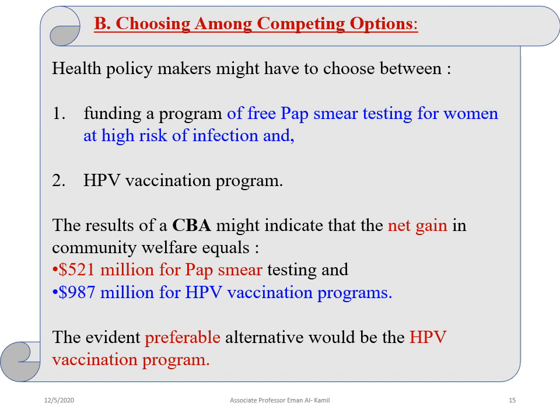The second program is the vaccination, the human papilloma vaccine program. So in this case we have two programs or two options. Which one are we going to choose? For both of them we have to measure the cost, and we measure the benefit from application of this program. So the result of a cost benefit analysis might indicate the net gain, the total benefit, in the community welfare.